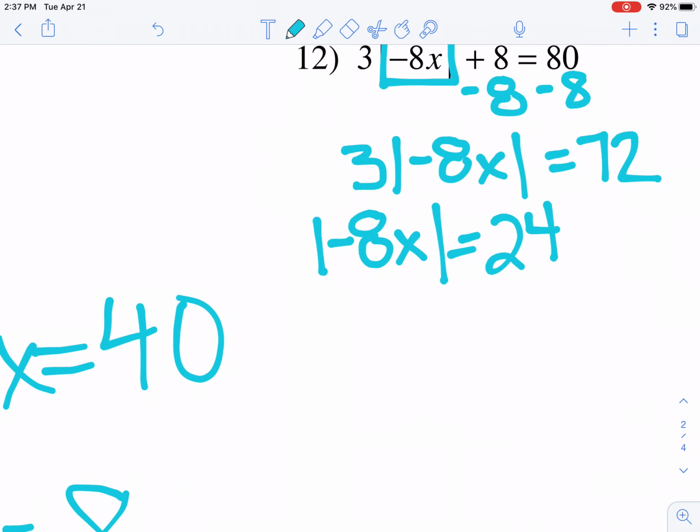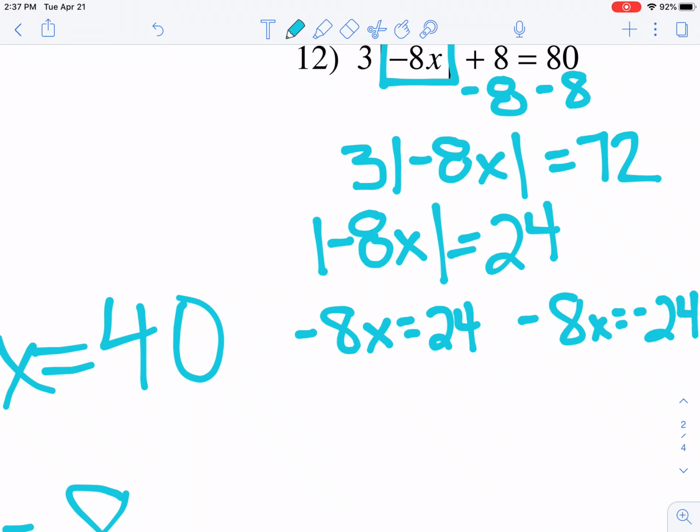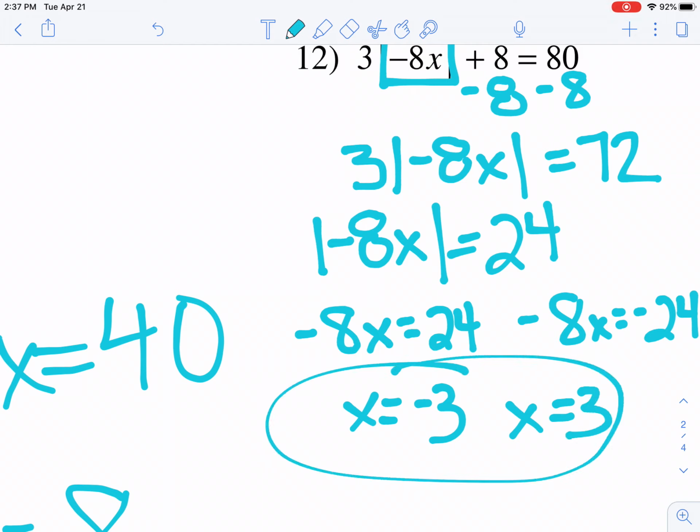So now I'm going to have two answers. Negative 8x equals positive 24, and negative 8x equals negative 24. So 24 divided by negative 8 leaves me with negative 3, and negative 24 divided by negative 8 is positive 3. So the two solutions here are negative 3 and 3. You're going to complete the rest on your own and check your work.